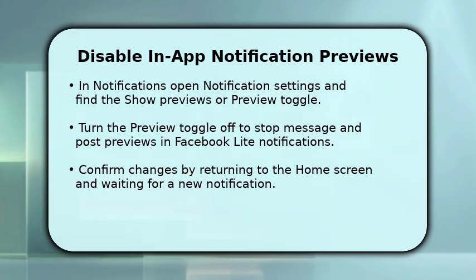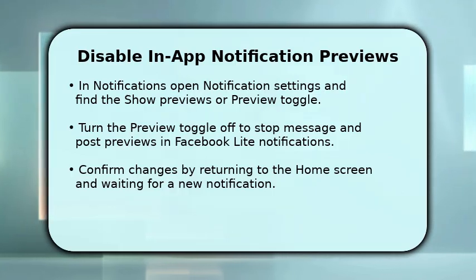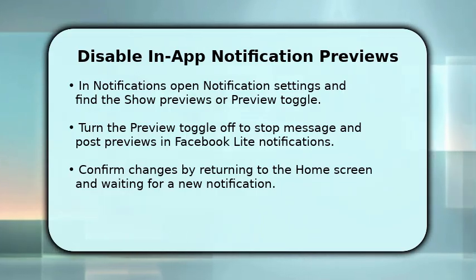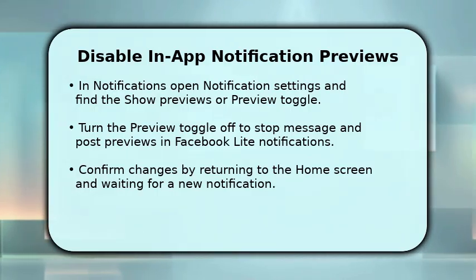Choose Off to prevent message text and post snippet previews from appearing in push notifications. Some phones list options as Always when unlocked or Never. Select Never to fully disable previews. Exit Settings and wait for a new notification to confirm previews no longer display text.